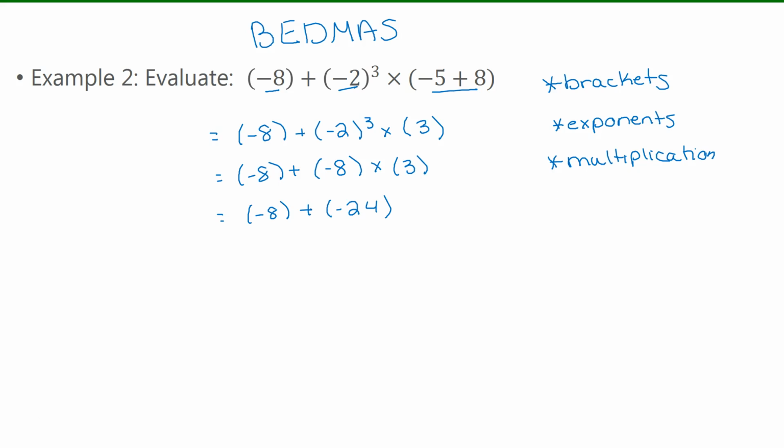Now I will do the only operation left, which is addition. Negative 8 plus negative 24. That gives me negative 32.